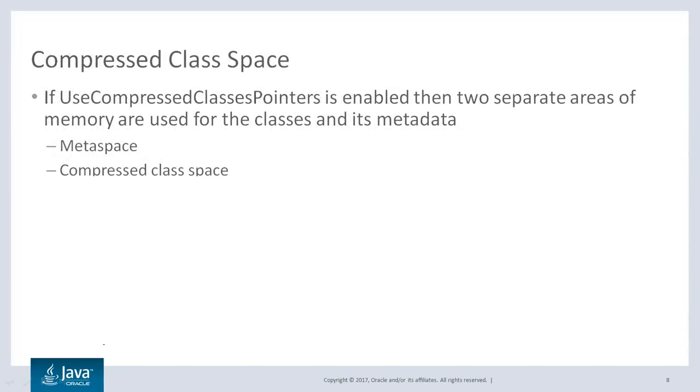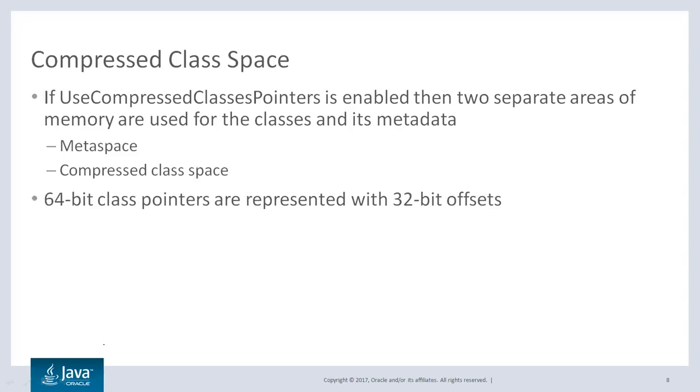The JVM has two important features whereby it uses 32-bit offsets to represent 64-bit pointers on 64-bit platforms.